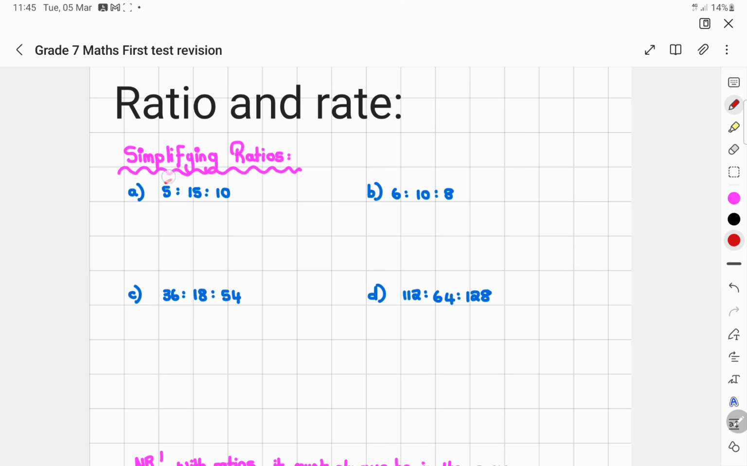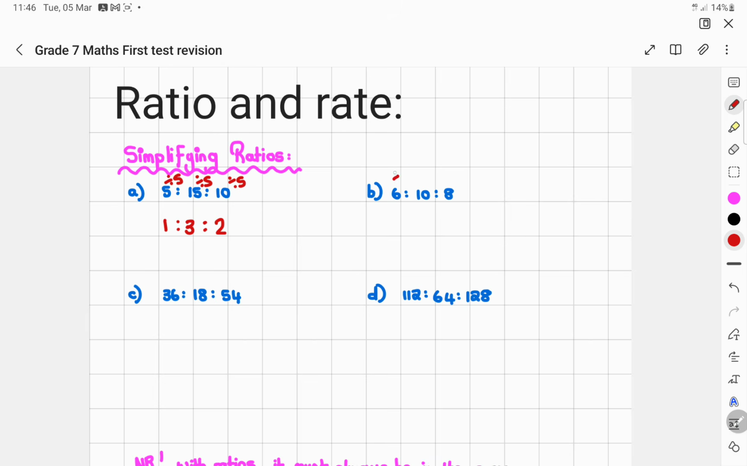So you want to find a number that is divisible all throughout with all of these 3 terms. You can see that each of these are divisible by 5, so you're going to divide them all by 5. 5 divided by 5 is 1, 15 divided by 5 is 3, 10 divided by 5 is 2. So your simplified ratio is 1 to 3 to 2.